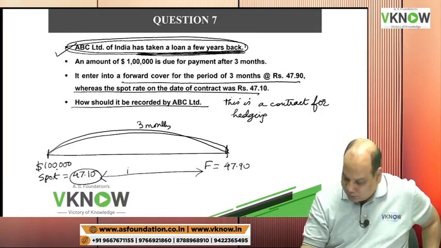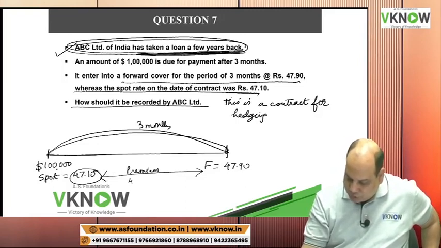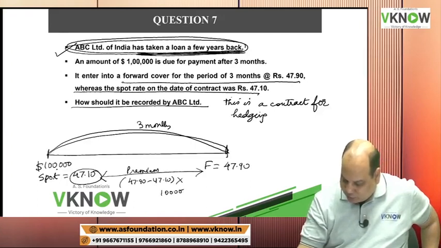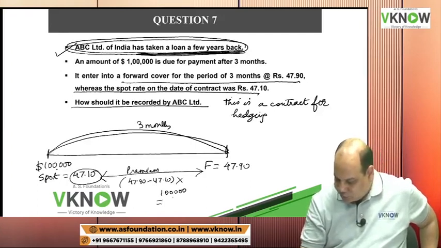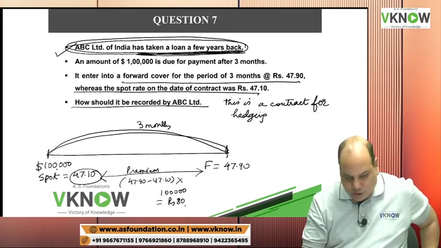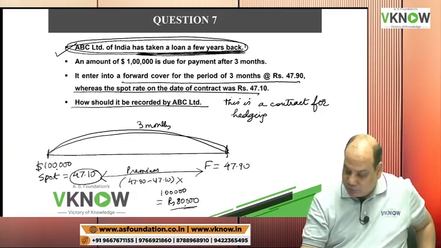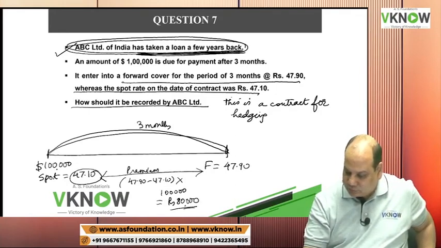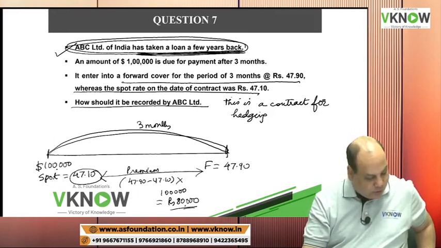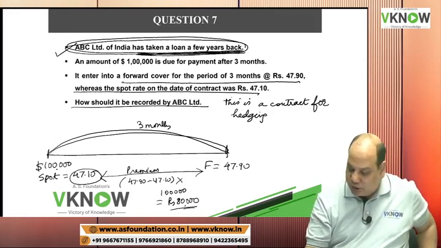It has to pay a premium of 47.90 minus 47.10 and multiplied by 1 lakh, that comes to rupees 80,000. It has to pay a premium of 80,000. Now this question has a problem. What is the problem? Year ending date is not given. In fact, there is no date given.